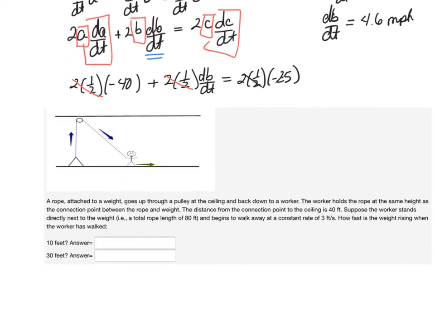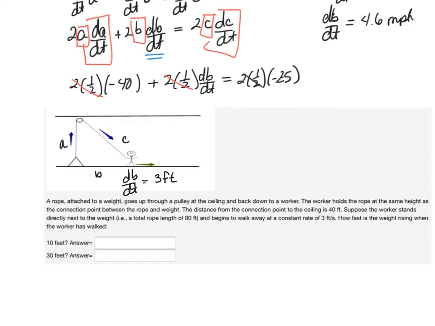Let's take a look at another example. This one's similar to my first one. I have a lot of Pythagorean theorem going on here. So let's go through this with Pythagoras' theorem, A, B, and C. What we are given is the dB dt. That's the rate of the person walking away, which is 3 feet per second.